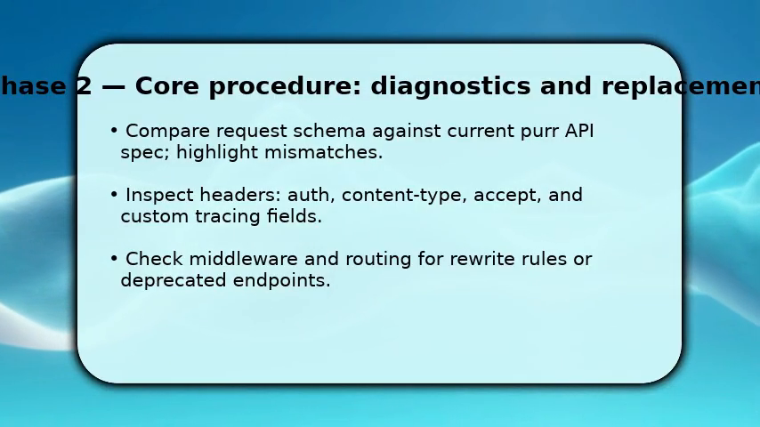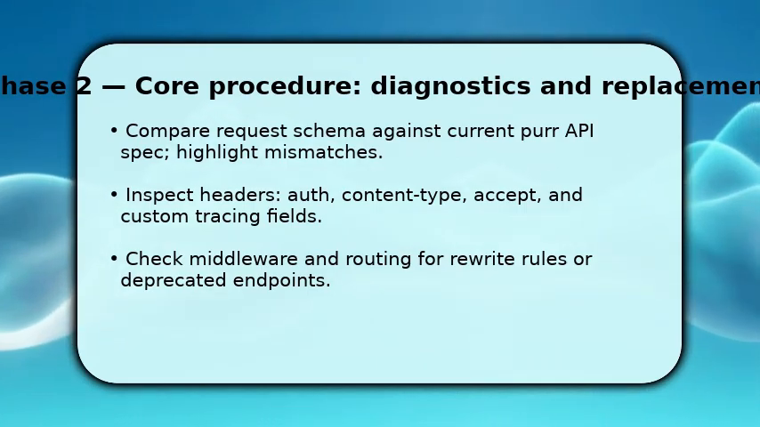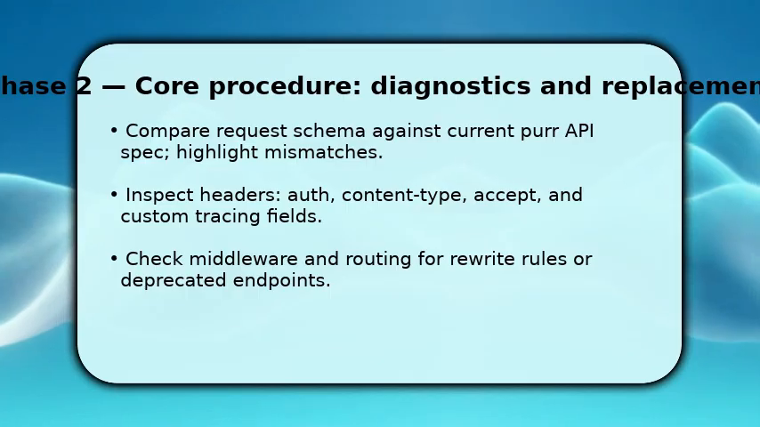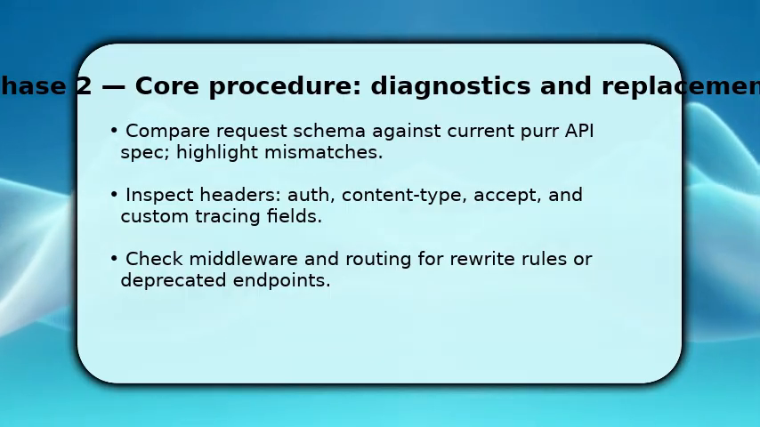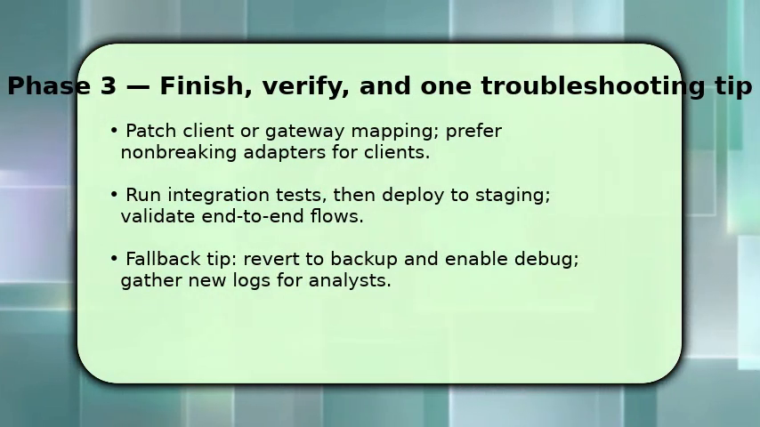Then examine middleware and routing layers for rewrites or deprecated endpoint aliases that intercept requests. If you find a mapping mismatch, update the client payload or add a compatibility shim in the gateway. Finally, apply the appropriate fix.